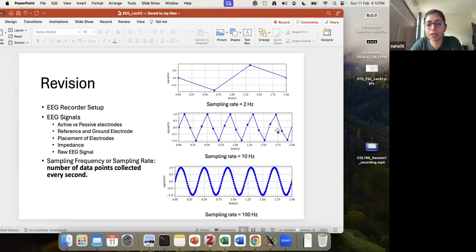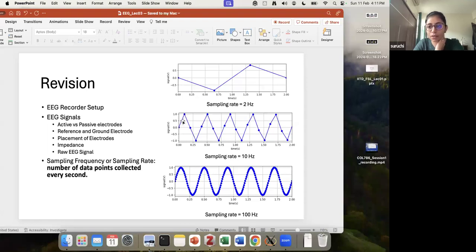In 2 seconds I did 4: 1, 2, 3, 4. So in 1 second I did 2, and my sampling rate becomes 2 hertz. If I did 20 in 2 seconds, in 1 second I did 10. You'll see 1, 2, 3, 4, 5, 6, 7, 8, 9, 10. So my sampling rate is 10 hertz. On the y-axis, we have the value of something. The dots, where they are on the x-axis, show how many times and when I measured it, and the y-axis shows what the value is.